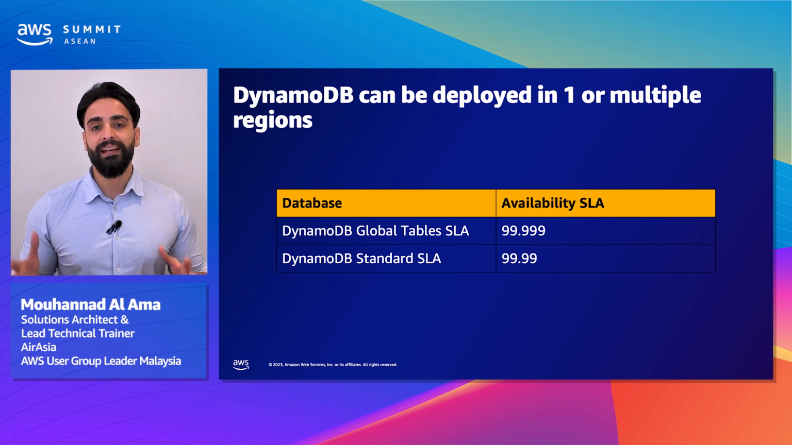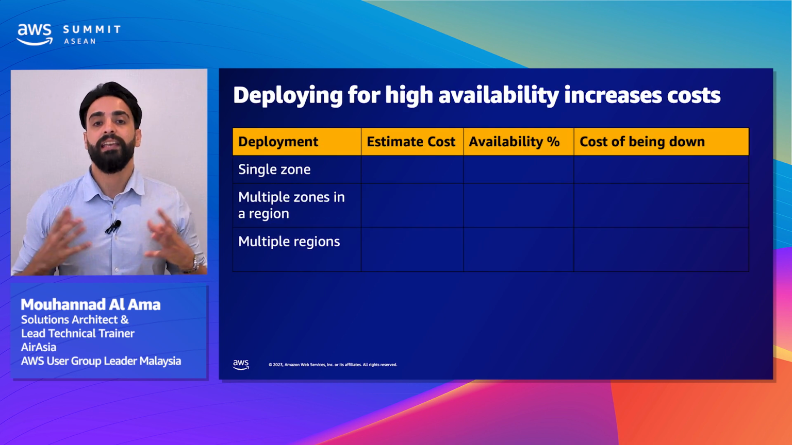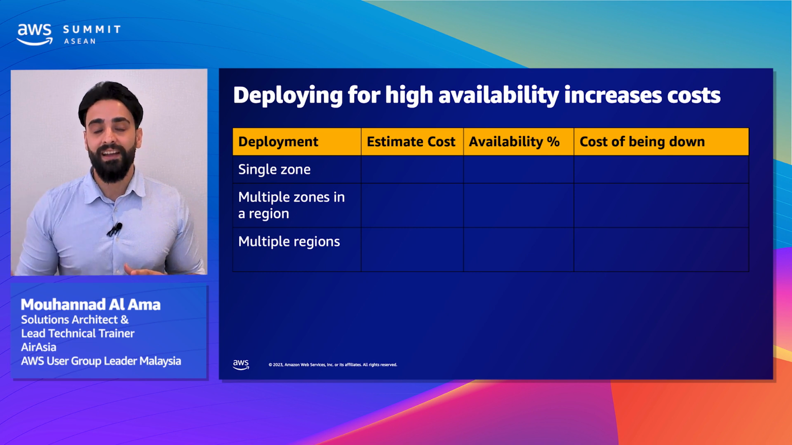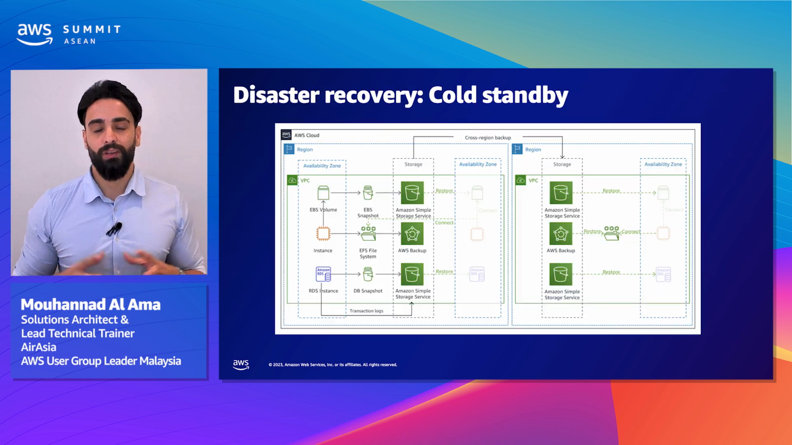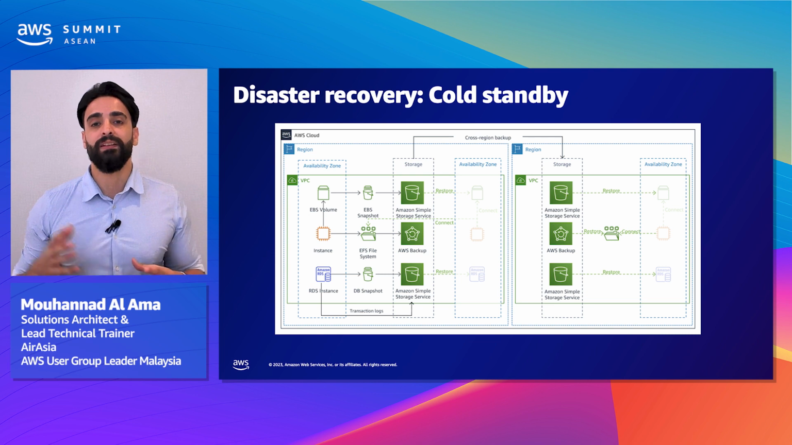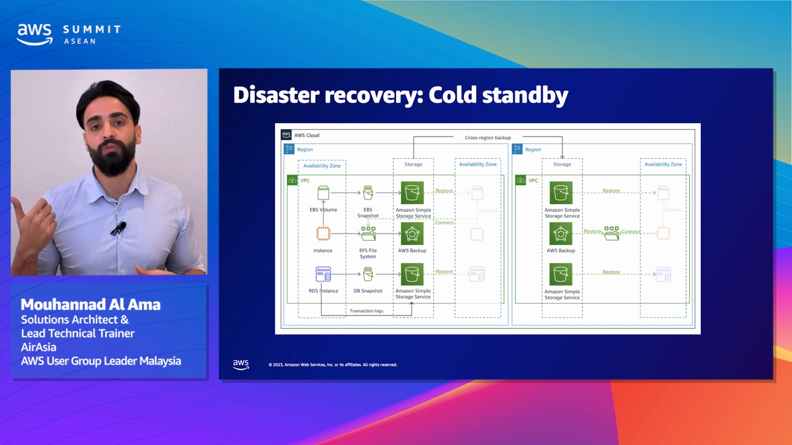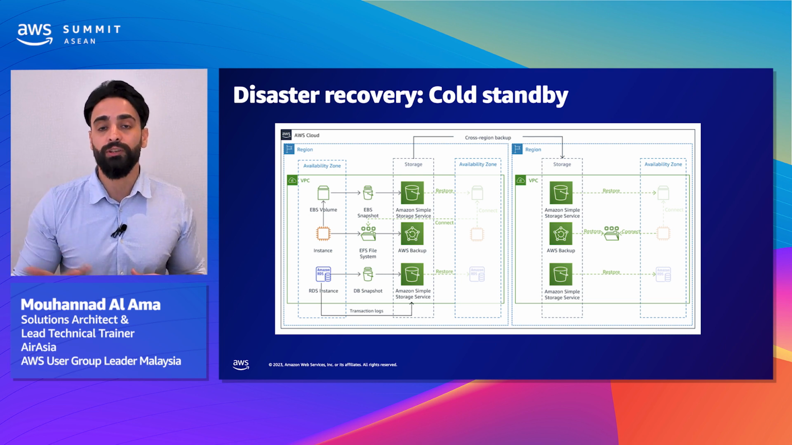If you are using DynamoDB, you can use global tables to replicate your tables across multiple AWS regions and get higher availability. Keep in mind that deploying for high availability increases cost. You can run risk-cost assessment like this one in this slide to evaluate the cost of distributing your resources across multiple zones or regions. Your disaster recovery strategy depends on the business impact, recovery time objective, and recovery point objective.